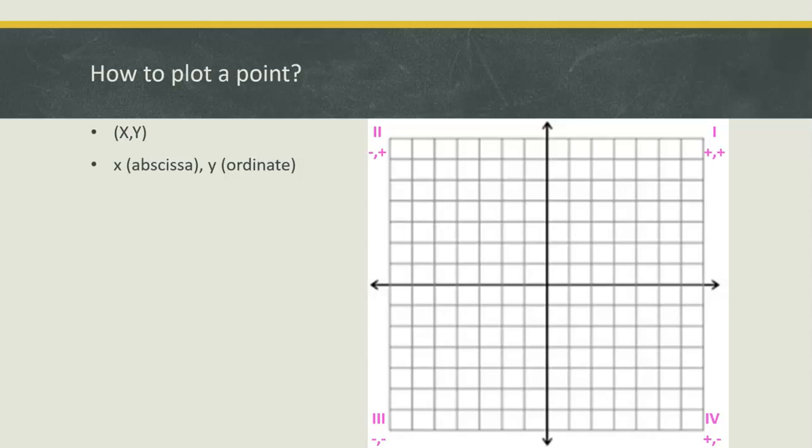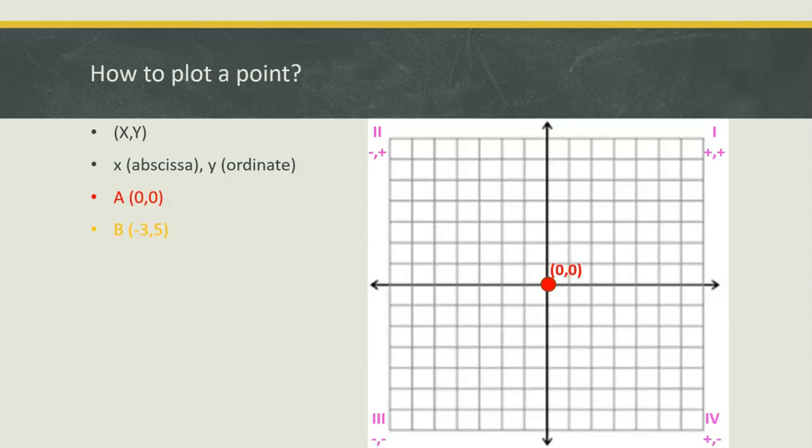How do you plot a point? Remember that x's always come first and y's come second. And x is also known as abscissa and y is known as an ordinate. This is a fun fact. So you have your point 0, 0, and this should be the easiest thing. It's right in the middle where your two axes meet.